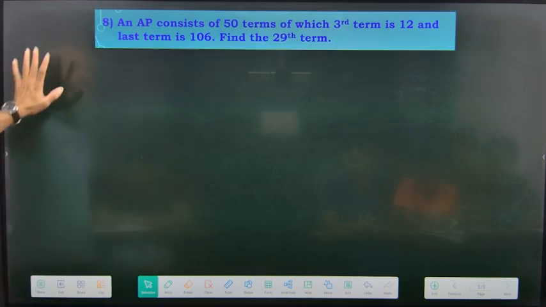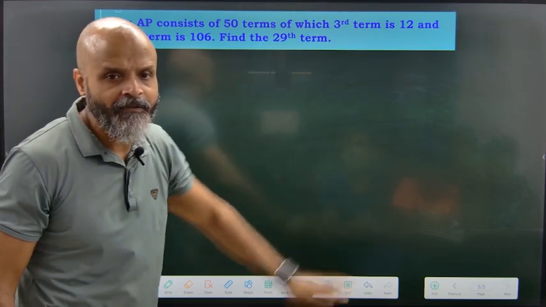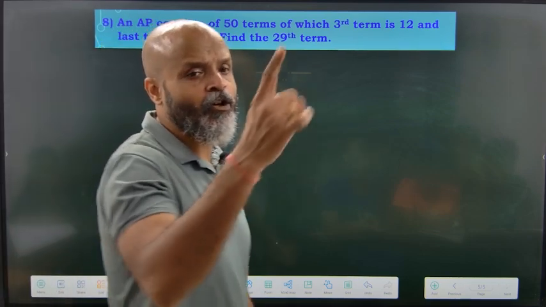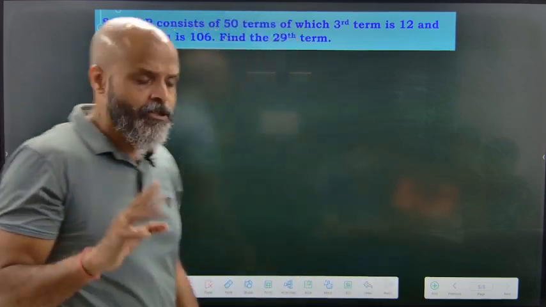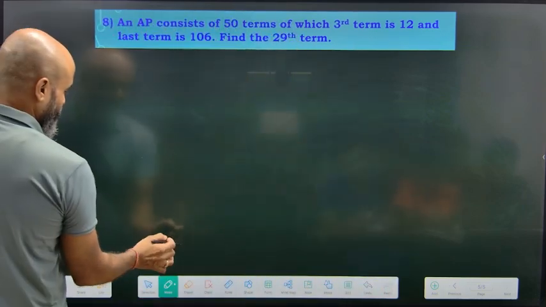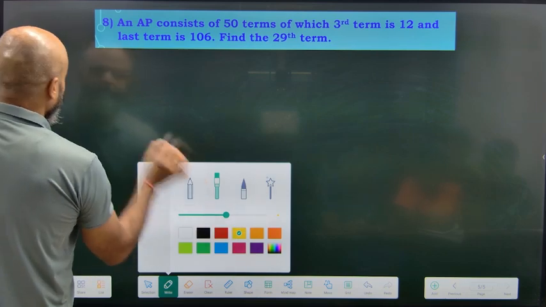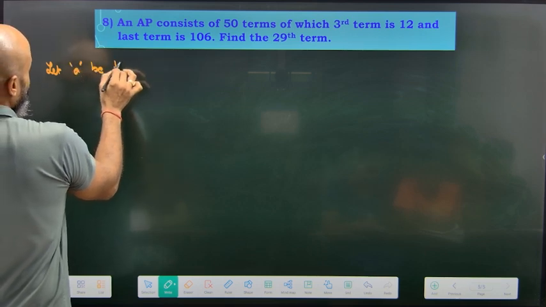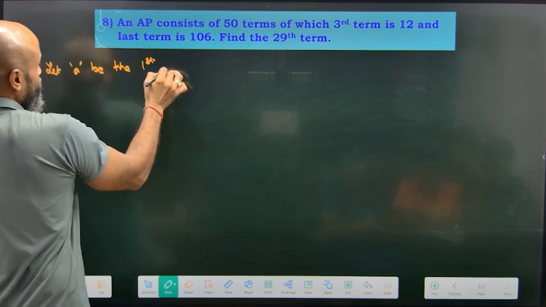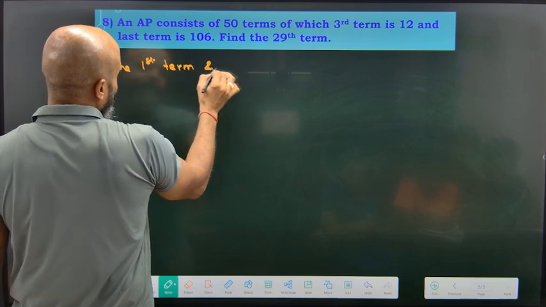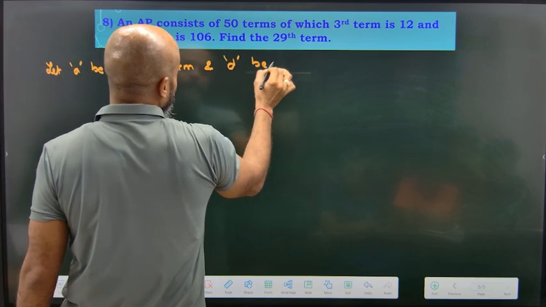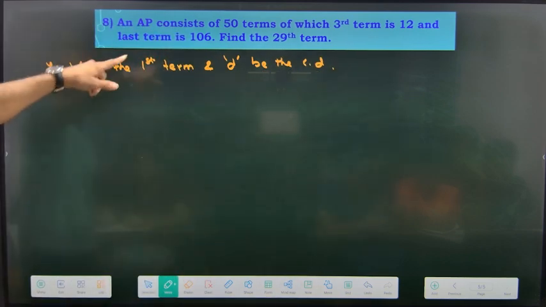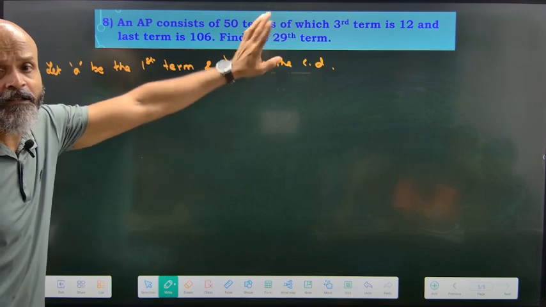AP consists of 50 terms, of which the third term is 12. Okay. Is A known to you here? No. Is the common difference D known to you here? No. So what is the first sentence that we are going to write? Let A be the first term and D be the common difference.